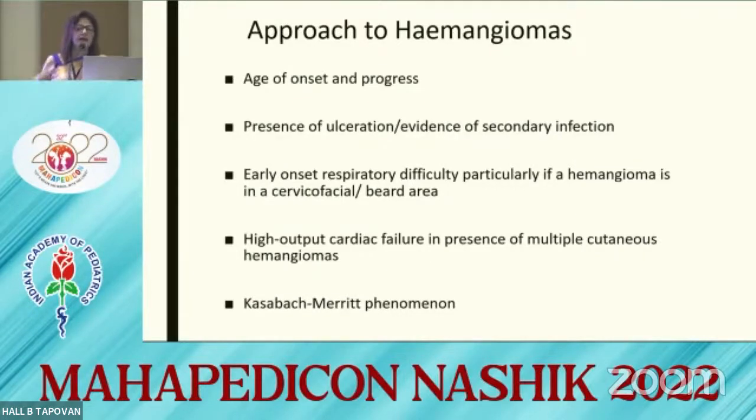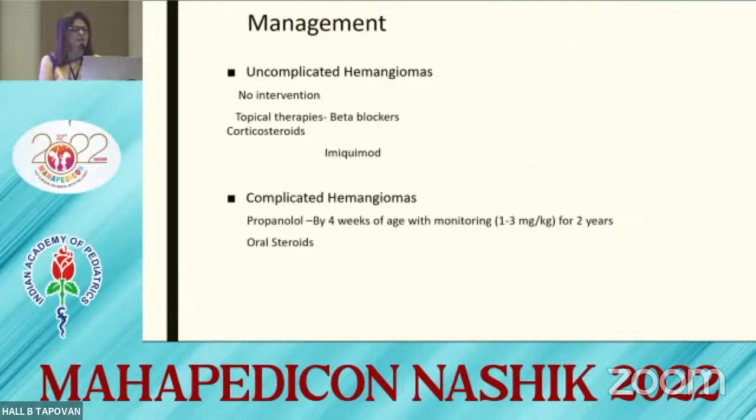Some of them can have multiple hemangiomas and can present with high output cardiac failure. Some of them can have thrombocytopenia because platelets get entrapped in these hemangiomas, causing thrombocytopenia. This is called the Kasabach-Merritt phenomenon. How do you manage? If they are uncomplicated, you would just leave them alone. Topical beta blockers, corticosteroids have been tried, and even imiquimod, which is not really available in our country, has also been tried. But if you have a complicated hemangioma in the airway, now propranolol is a drug of choice.